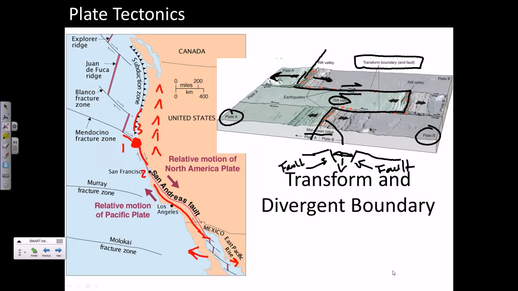Okay, so we have a combination of features coming together. The San Andreas Fault is unique in this location compared to the transform boundaries on the right-hand side here, because while it is connecting up mid-ocean ridge segments, it is cut through continental crust, and the transform boundaries on the right have only cut through oceanic crust.